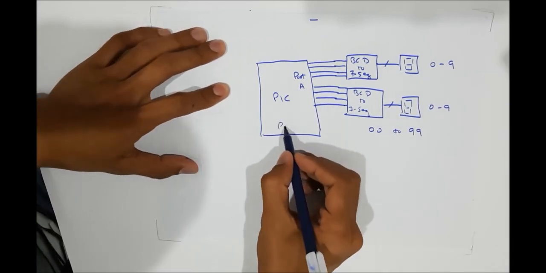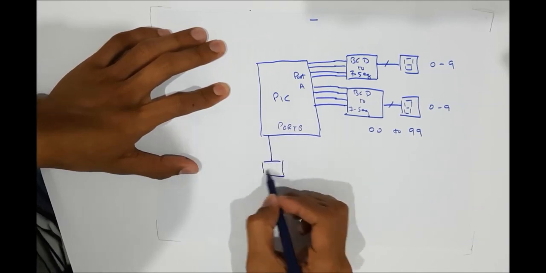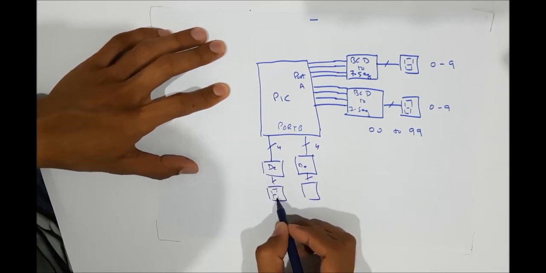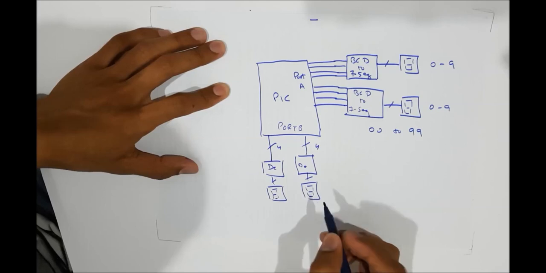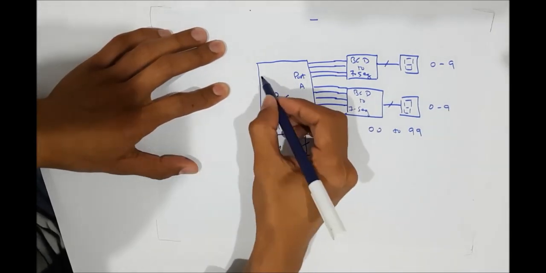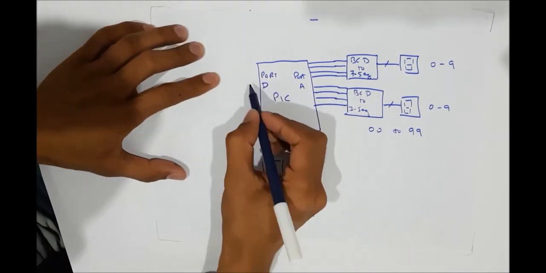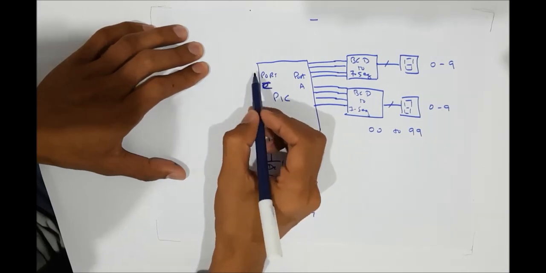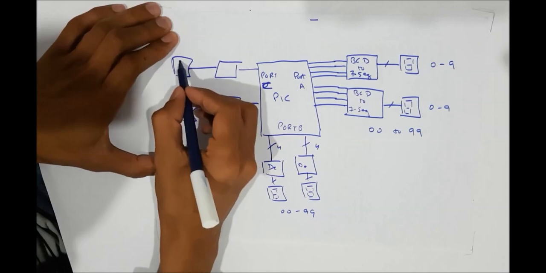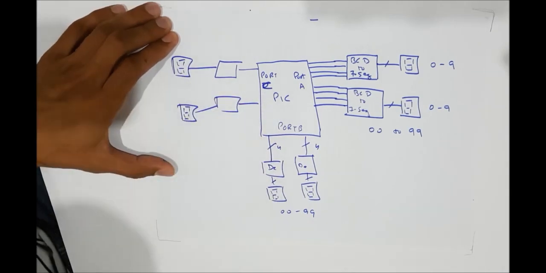Similarly, for port B, we can make the same decoders and two 7-segment displays here. So it can also count from 00 to 99, and on port D, or port C also, we can attach two displays, and those two displays can also count from 00 to 99.